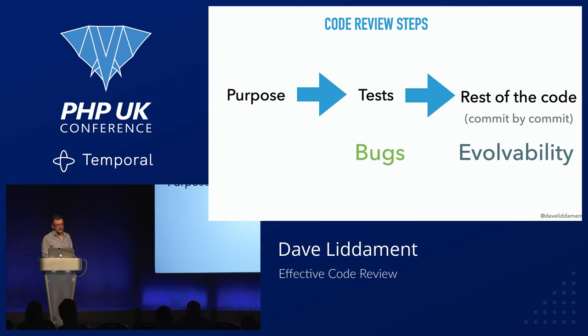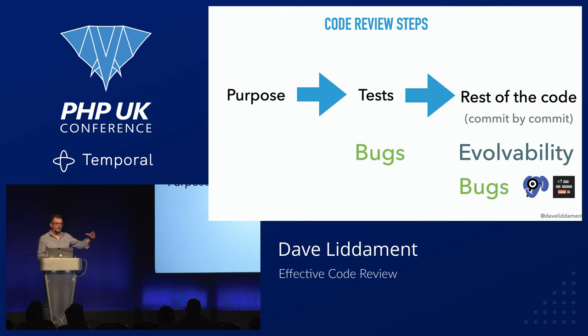When you're looking just at the rest of the code, probably the majority of the comments you're going to come up with are about evolvability defects. But if you're using advanced static analysis tools like Psalm and PHPStan, and we're going to look at some examples, we were thinking about how we write the code in such a way that these tools are likely to find issues. And again, it might be opaque to the person reviewing the code.